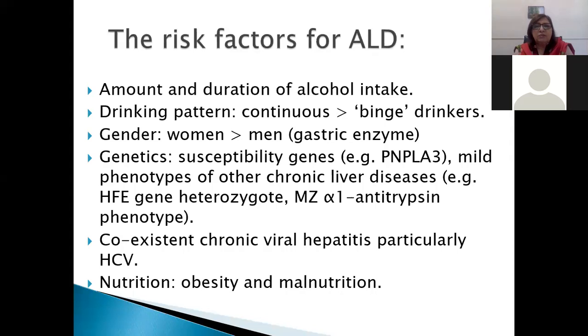So why is alcohol affecting? Number one, alcohol itself is hepatotoxic, and number two, gender. In females, it affects more as compared to men. Number three, the genetic makeup of the individual. And number four, if a coexisting hepatitis C viral infection is present, it can lead to rapidly developing alcoholic hepatitis and alcoholic liver disease. And nutrition: if the person is obese and malnourished, this will also lead to rapid development of alcoholic liver disease.